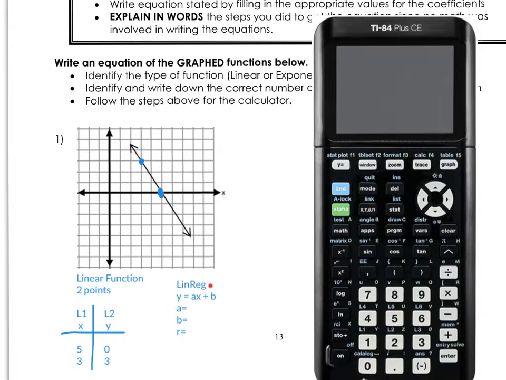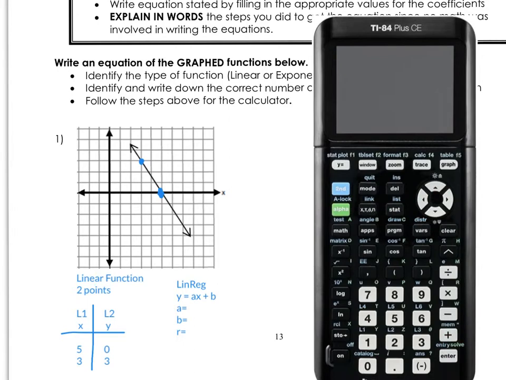Then we're going to go back to Stat, over to Calculate, down till I find option number 4 or the LinReg with the y equals ax plus b written next to it. Then hit Enter on your screen to make sure that it'll ask those questions. The x is on L1, y's are in L2, and you'll go to Enter to calculate the linear regression.